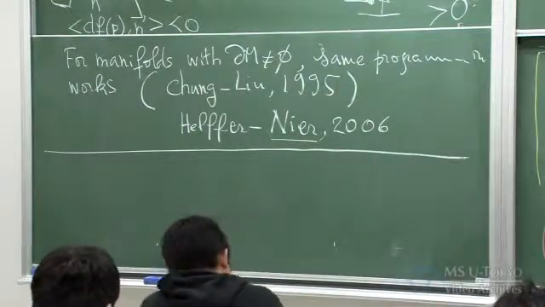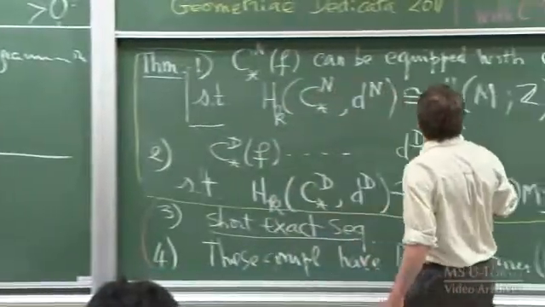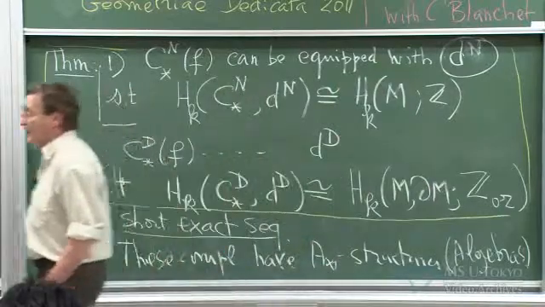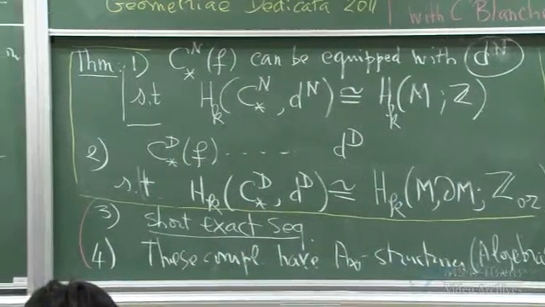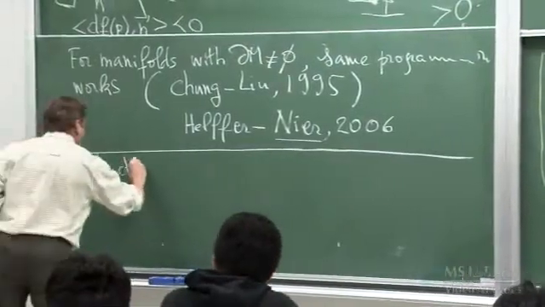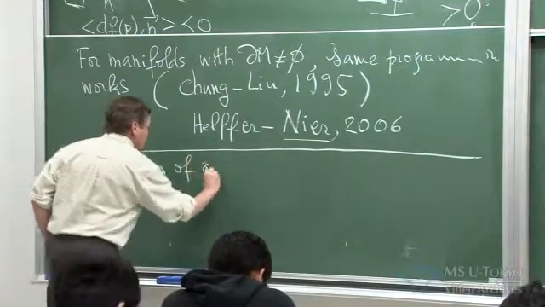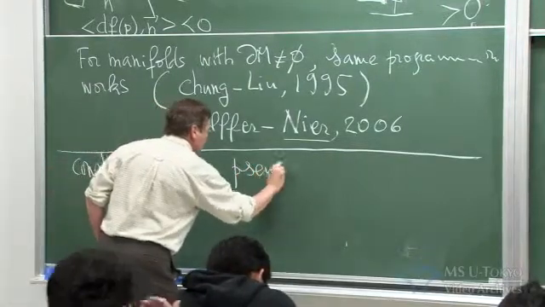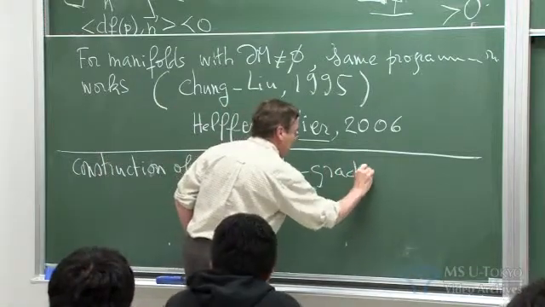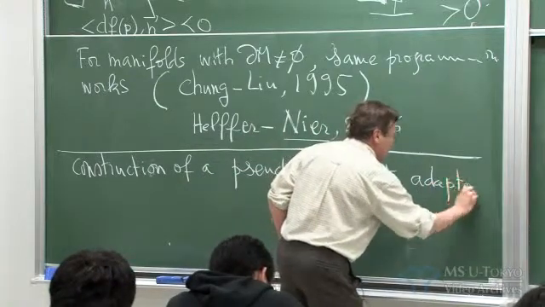So what you have to do, I explained first the first point. What you have to do, you have to create a differential. That means you have to do the construction of a pseudo-gradient adapted to the boundary situation.